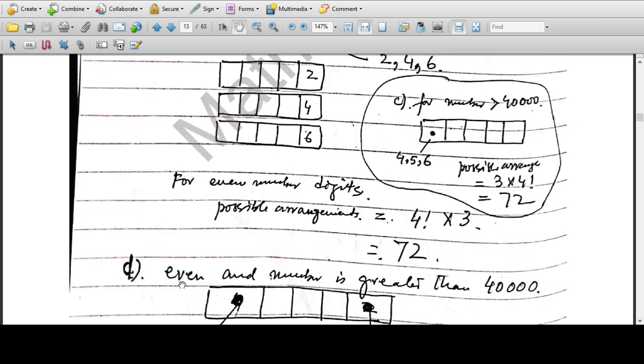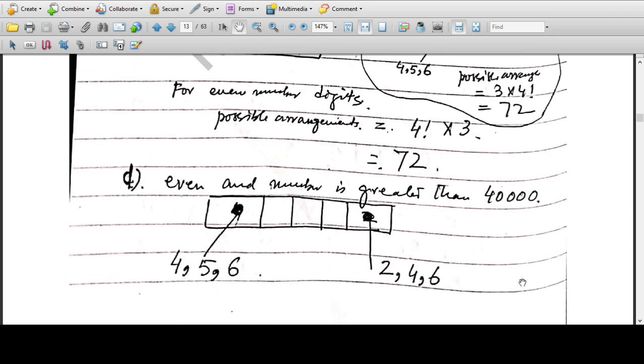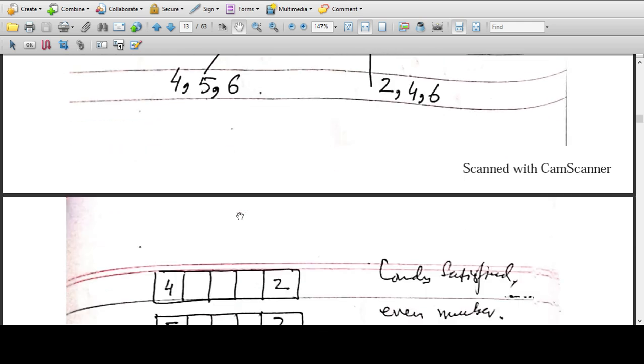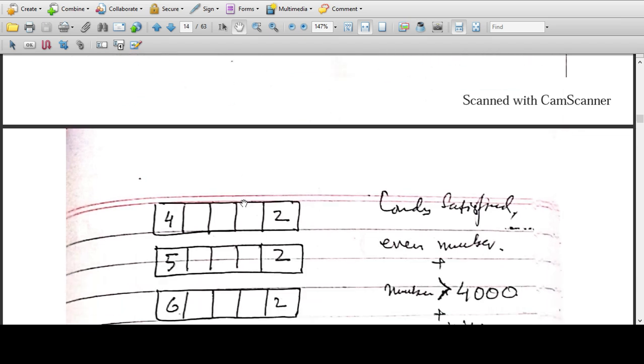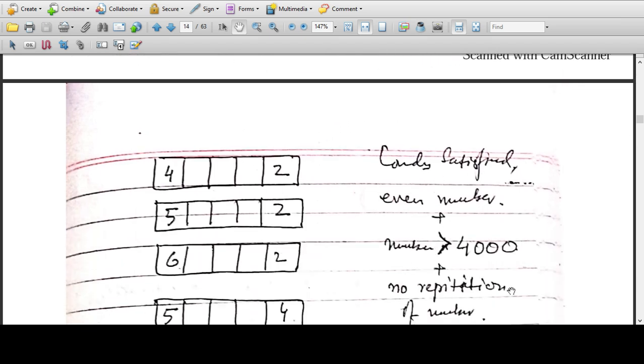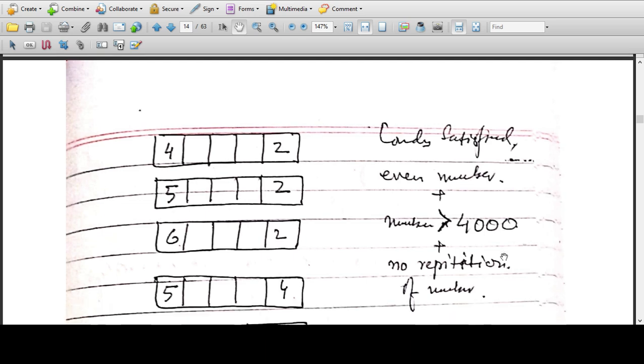And part D, even number and is greater than 40,000. So there is a possibility of 2, 4, 6 in the last place, and a possibility of 4, 5, 6 in the first place. So for this condition to be satisfied, the even number must be greater than 40,000.